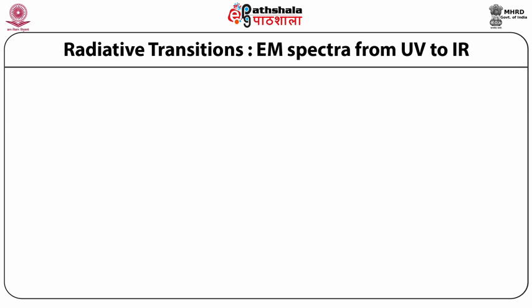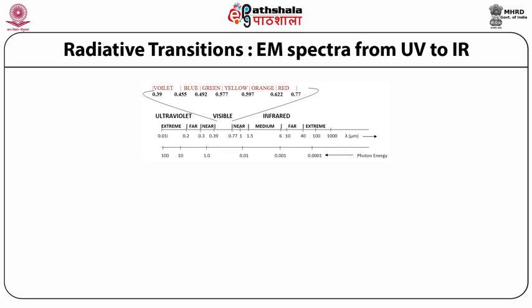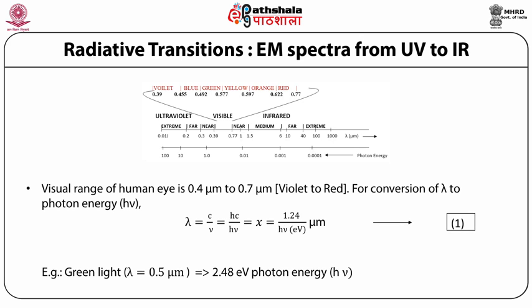Radiative transitions. Let us now first discuss the EM spectra from UV to IR. The regions corresponding to the wavelength for ultraviolet, visible and infrared are shown in this figure below, which shows the optical EM spectrum. The visible range of the human eye is 0.4 to 0.7 micron, ranging from violet to red.